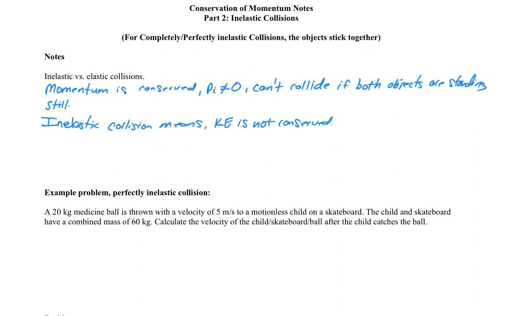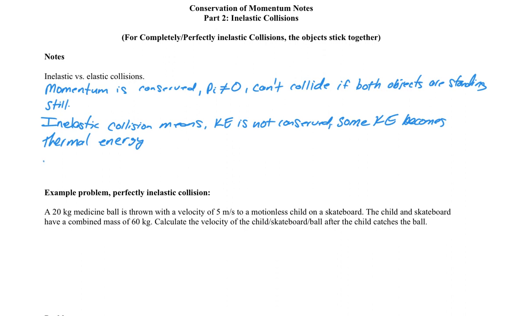Well, if kinetic energy isn't conserved, where does the energy go? Remember way back in our energy unit from first semester, we talked about how energy is always conserved. Total energy always remains the same in a system, but the energy can change back and forth from different types. So what we're going to see is that some of the kinetic energy in an inelastic collision becomes thermal energy. Energy is still conserved, but some of it becomes thermal energy.